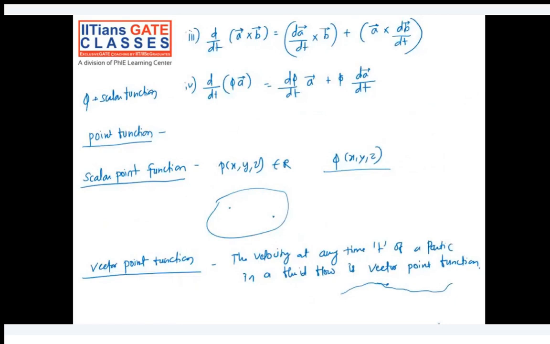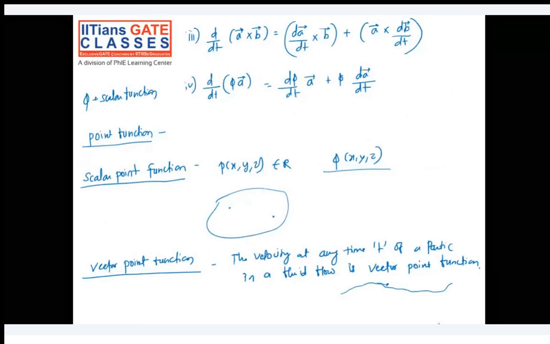Okay, and if we have a scalar function phi which is in multiplication with the vector function, then also the approach is more or less the same. We have to differentiate the scalar function keeping the vector function as it is, plus keep the scalar function as it is and differentiate the vector function. Okay, these are some basic rules.